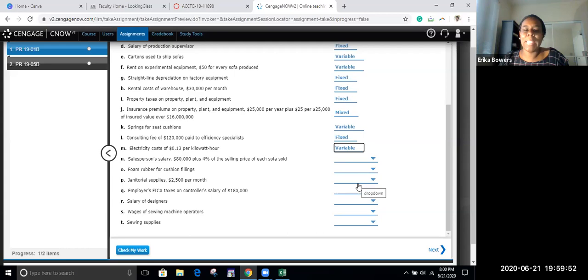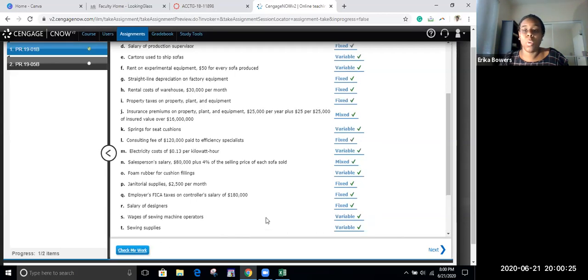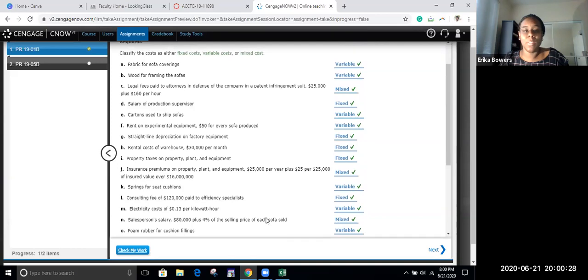Salesperson salary, 80,000 plus 4%. So this is where someone is getting commission. So this is a mixed cost. You have a flat plus variable. Foam rubber, variable. Janitorial supplies, 25 per month. That's a flat fee. That's fixed. Employer FICA taxes, it's fixed. Salary of designers, we know designers is a fixed cost. Wages would be direct labor, which is variable, and sewing supplies would be variable. So let's check our work, my friends, and we have done good. All right, let's go to the next one.